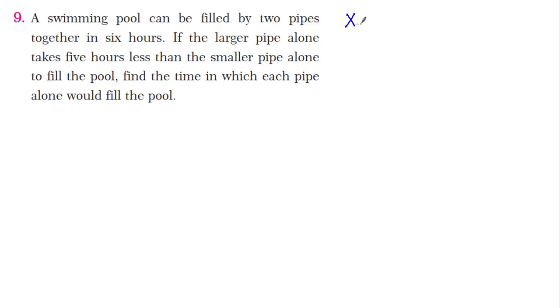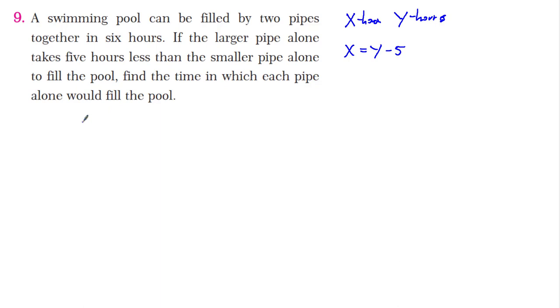All right, let's say the first pipe fills it in x hours, the second one in y hours. So if the larger pipe alone takes 5 hours less, let's say x is the larger pipe, that means x would fill it in y minus 5 hours. Find the time in which each pipe would fill. So together, if they work, they would fill it in 6 hours.